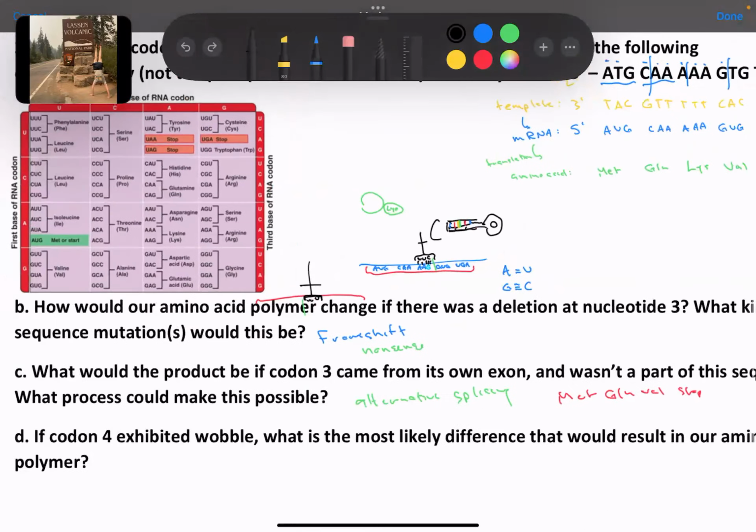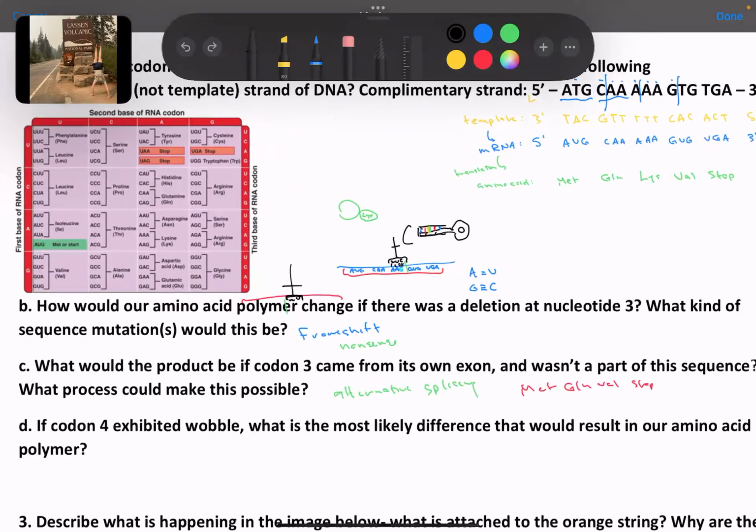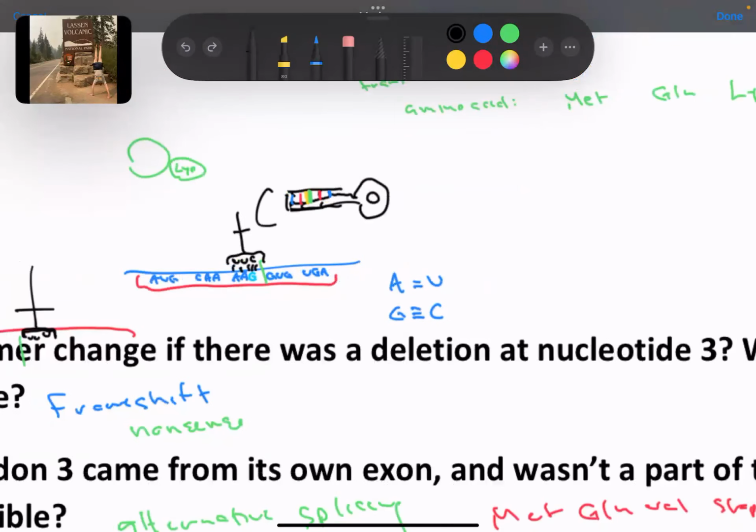So if codon 4 exhibited wobble, what is the most likely difference that would result in our amino acid polymer? I kind of mentioned it earlier, but it is most likely that, because of this difference in the number of hydrogen bonds that our nucleotide bases usually have with its complement, that affects how likely wobble is to occur. So in our AAG, since G is so similar to C, actually no, let me rephrase that.